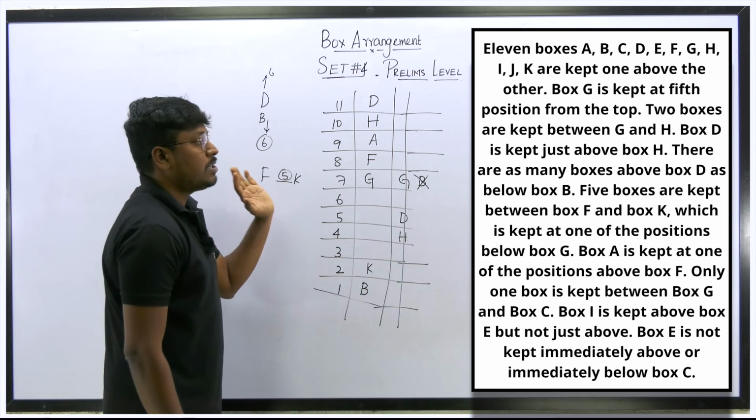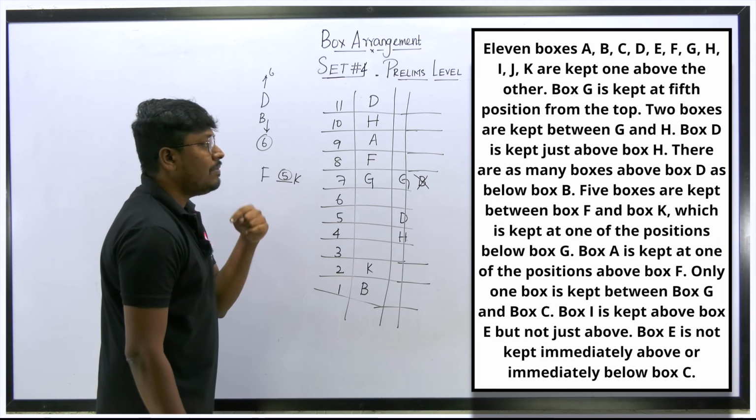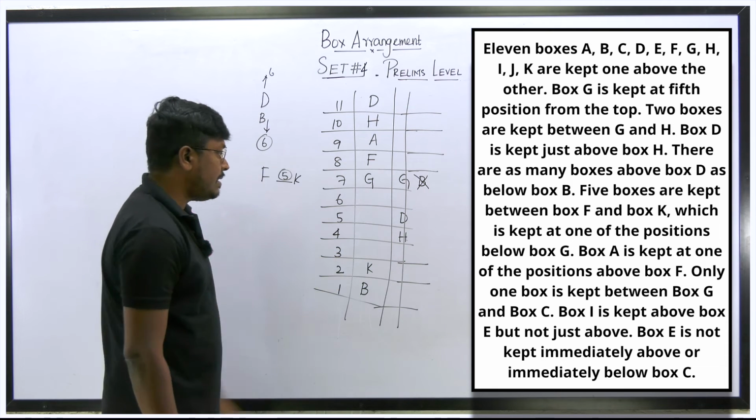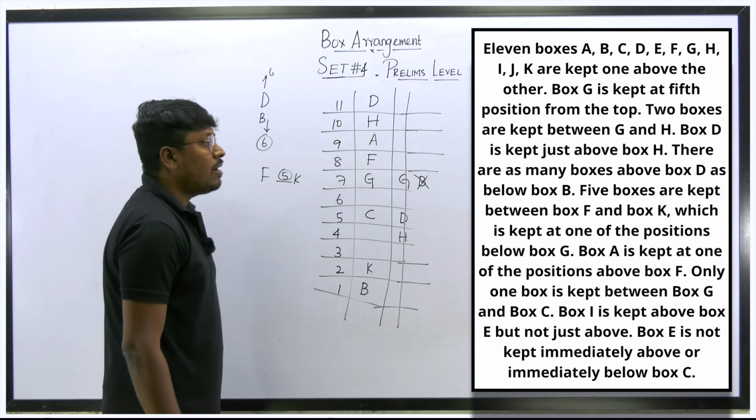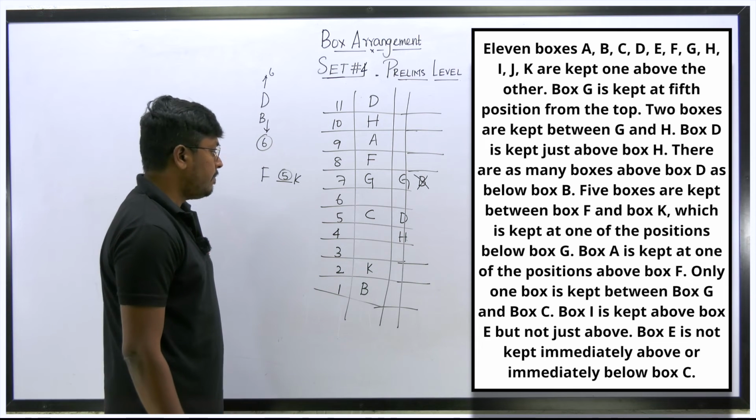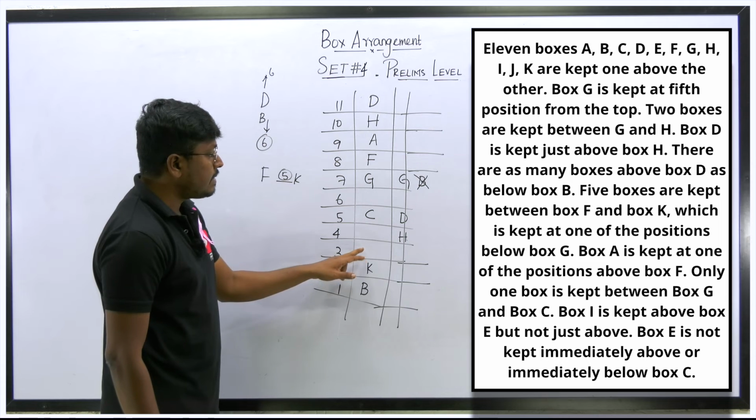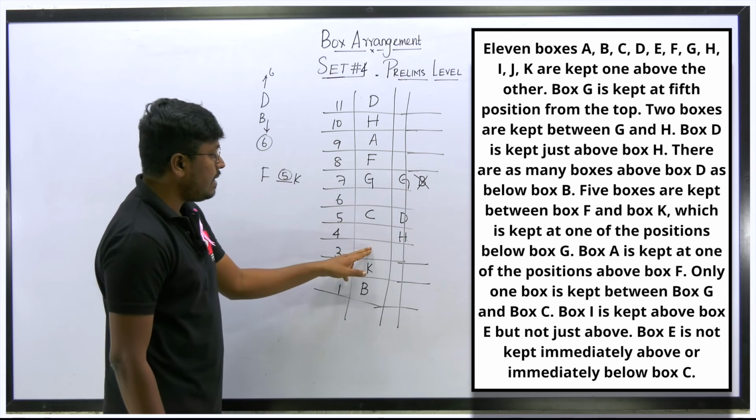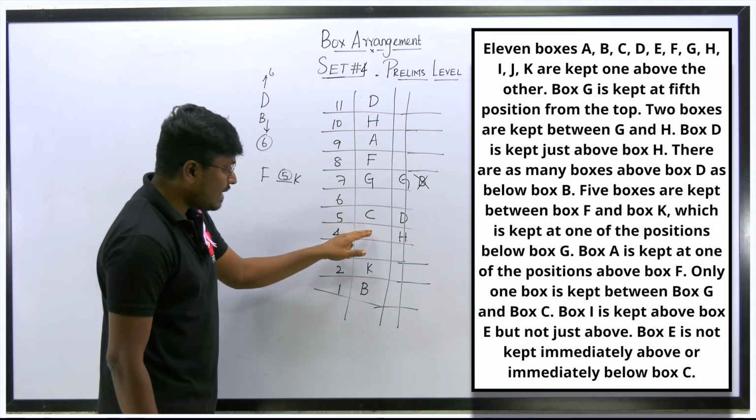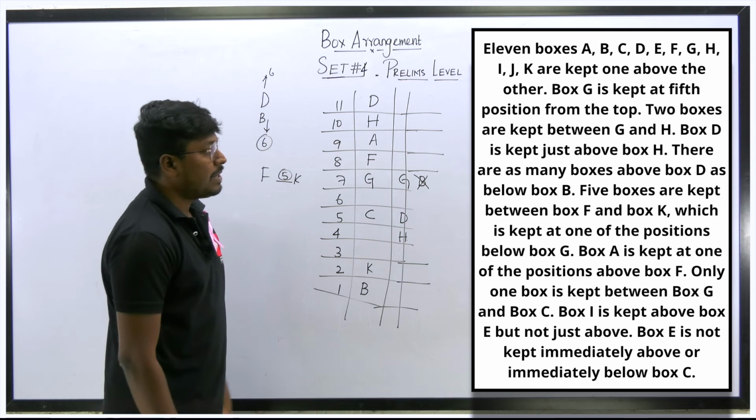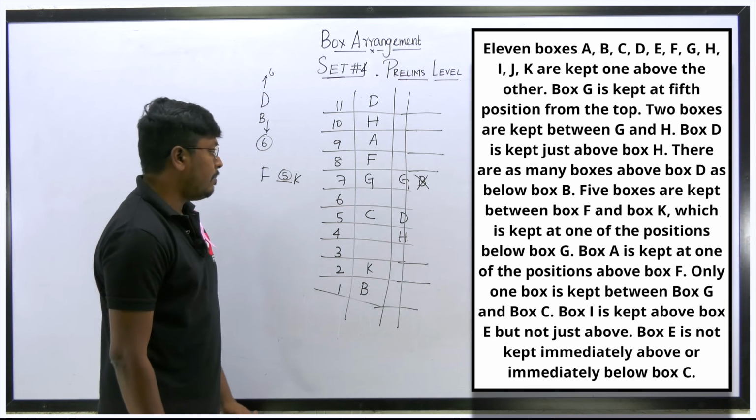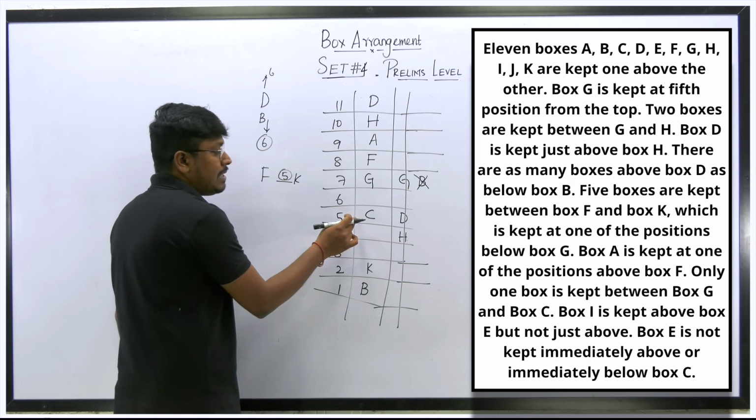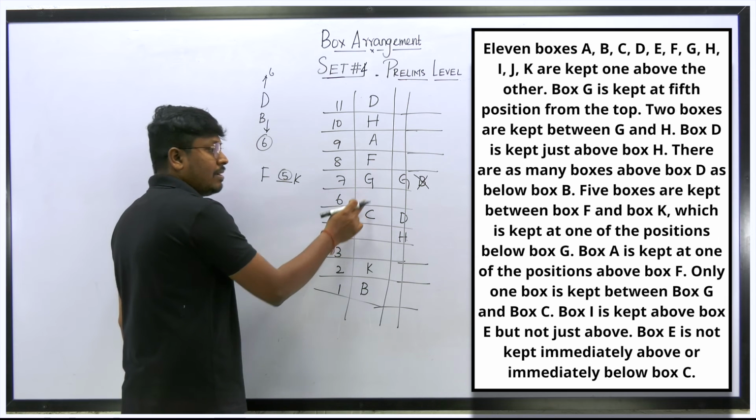Okay, so next point, only one box is kept between box G and box C. So box I is kept above box E. So if I fix E here, this can be I. Next point, box E is not kept immediately above C or below C. So just see here, the box E is not kept immediately above C as well as below C.